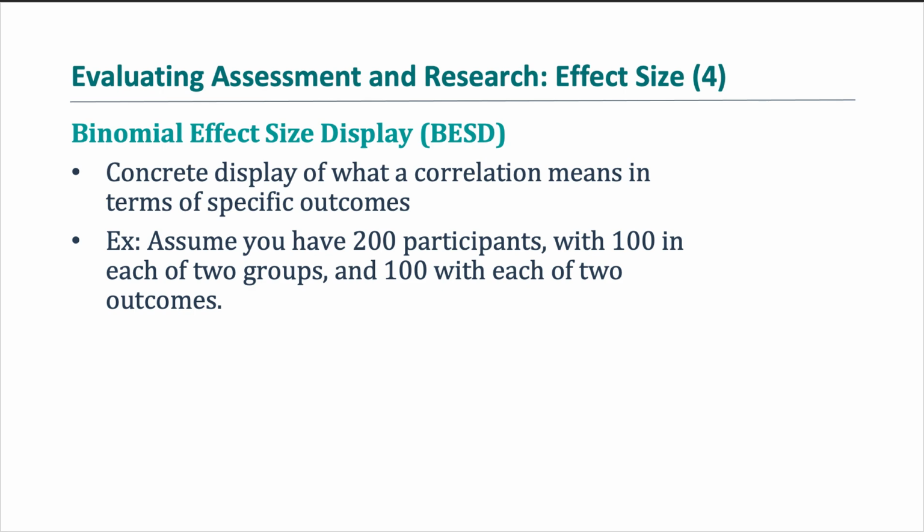And so this is a concrete display of what a correlation means in terms of specific outcomes. This is just one method of displaying and understanding more clearly the magnitude, again, that's the strength of an effect reported as a correlation. And so let me give you an example. Let's say that you have 200 participants and we have two different groups. So we have 200 total. We've separated them into two groups. So we're going to have 100 people in each group.